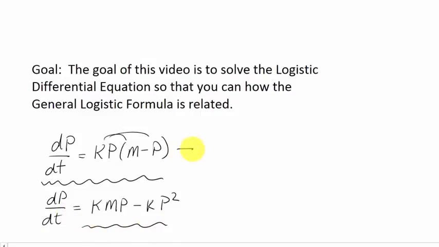This is the most common form, so you'll see that most often in textbooks and in problems, but it's often disguised in this form, so you want to be very familiar with both. The nice thing about this form is you have the Km, which you'll see why that's significant in a moment. So in this video, we're going to take you from this form to the general logistic formula, which looks like this.